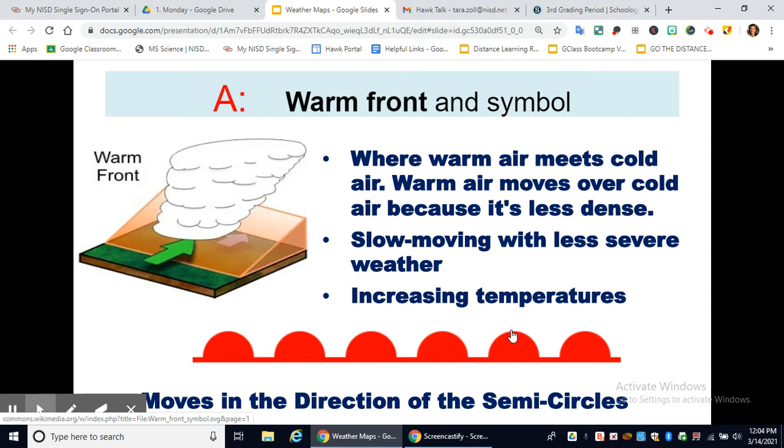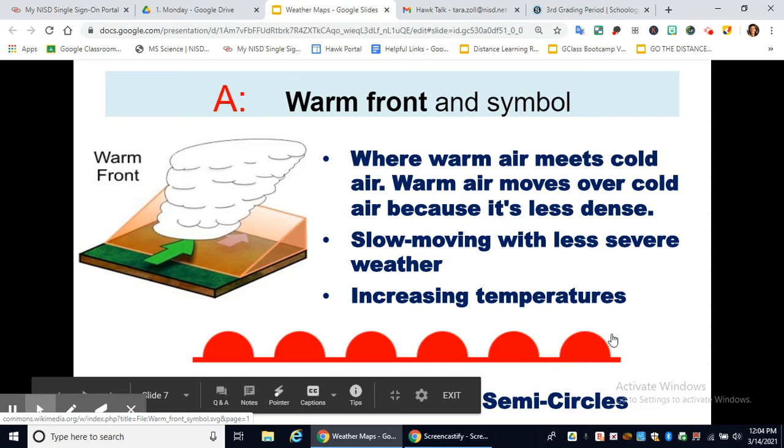Okay. A warm front and symbol. Warm fronts are where warm air meets cold air. Warm air moves over cold air because it's less dense. These are slow moving with less severe weather. Increasing temperatures are also brought to the area, and this is what your warm front symbol looks like.